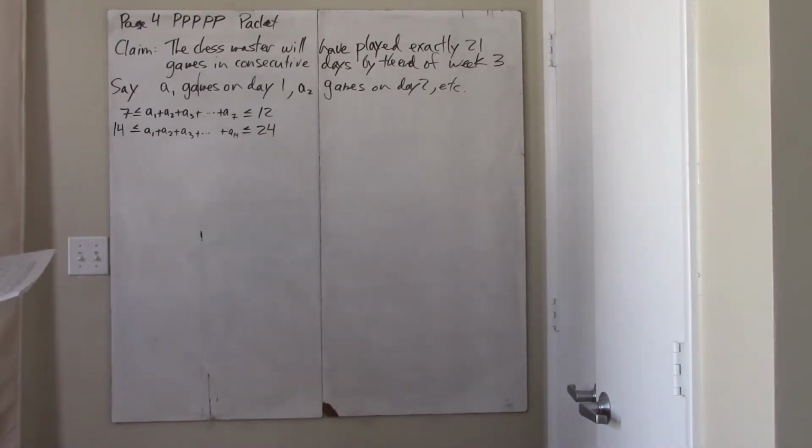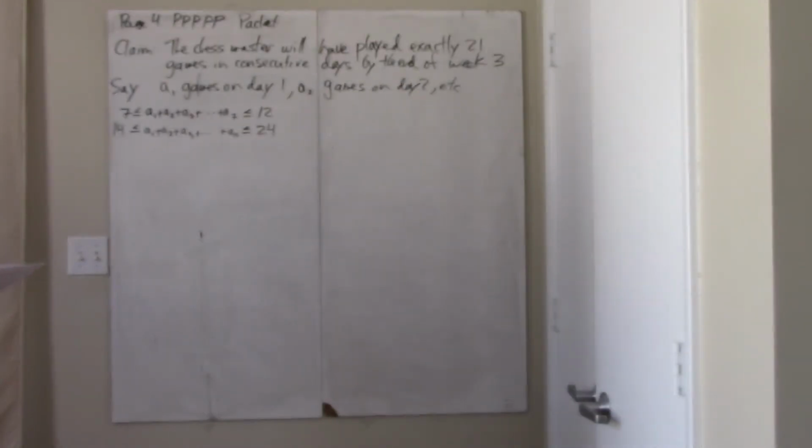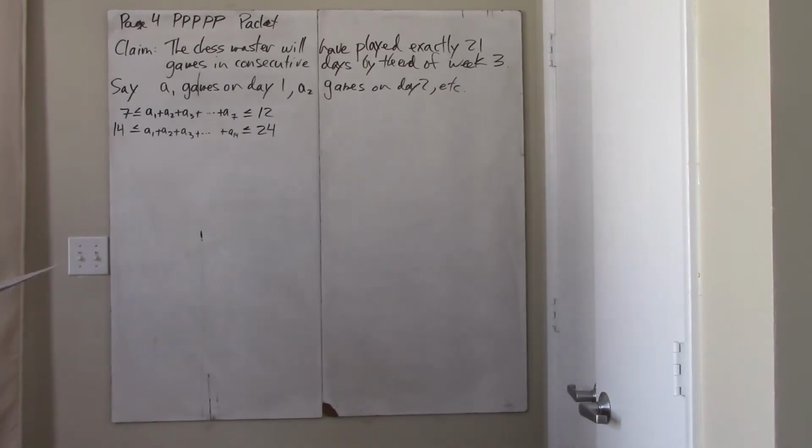I'm ignoring them. This has to be less than or equal to 24, because, why is this true? I mean, it's sort of obvious, but let me try to articulate it anyway.